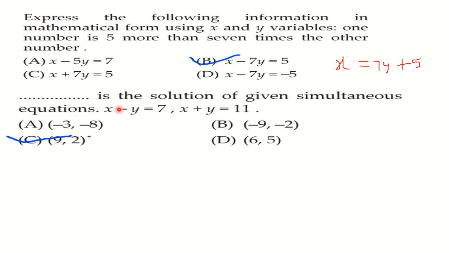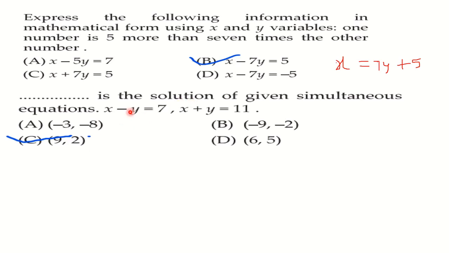Or if you want, you add these two equations. So y will get cancelled and x plus x, that is 2x, is equal to 18. Therefore x is equal to 9. So the value of x is 9 and the value of y is 2. So this is the correct option.